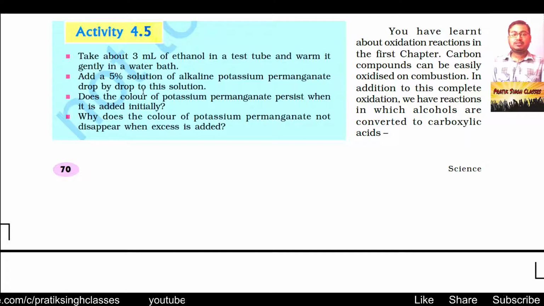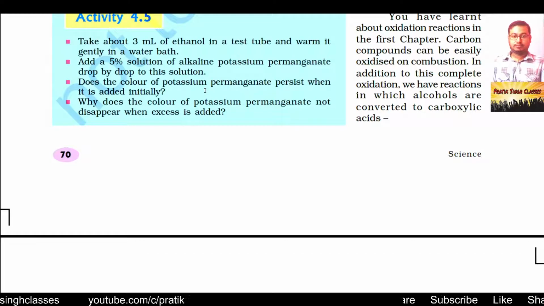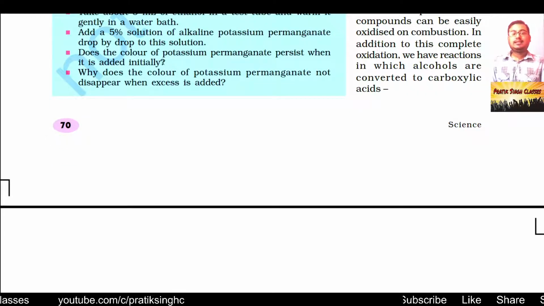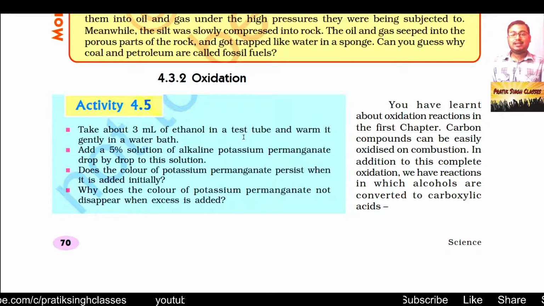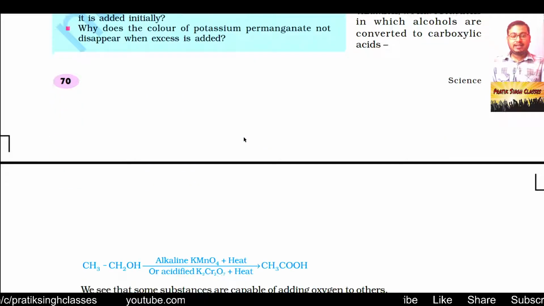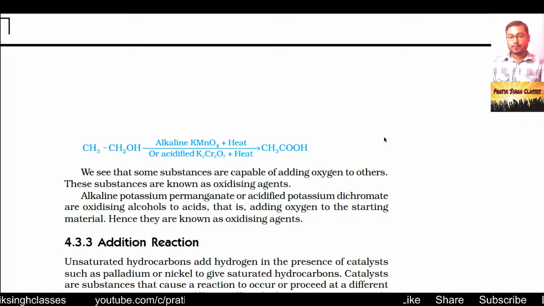Add 5% solution of alkaline potassium permanganate drop by drop in this solution. Does the color of potassium permanganate persist when it is added initially, and why does the color not disappear when excess is added? First you will see the color fade, but then it is regained, and if you add potassium permanganate in excess, the color will not change at all. So what is happening here?